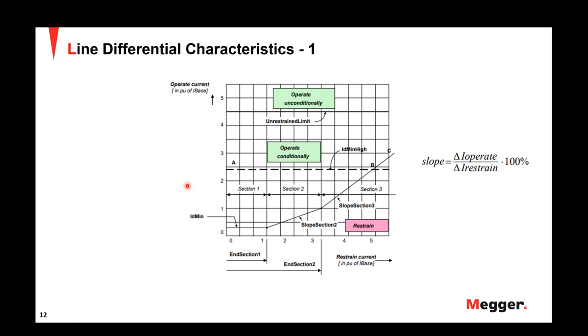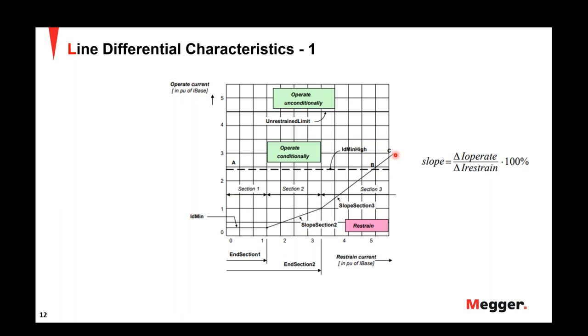Relay manufacturers came up with different methodologies and different types of designs to validate the differential condition on a line with the help of characteristics for differential. Here is a differential characteristic shown from one of the popular relay manufacturers. It looks pretty similar to how a transformer differential percentage restraint characteristic would look. On the x-axis we have the restraint current, and on the y-axis we have the operate current, which is your differential current. You have a few lines that define the characteristic. The first line, ID min, is the minimum pickup level. Then comes the slope one section, and then the slope two section, right?